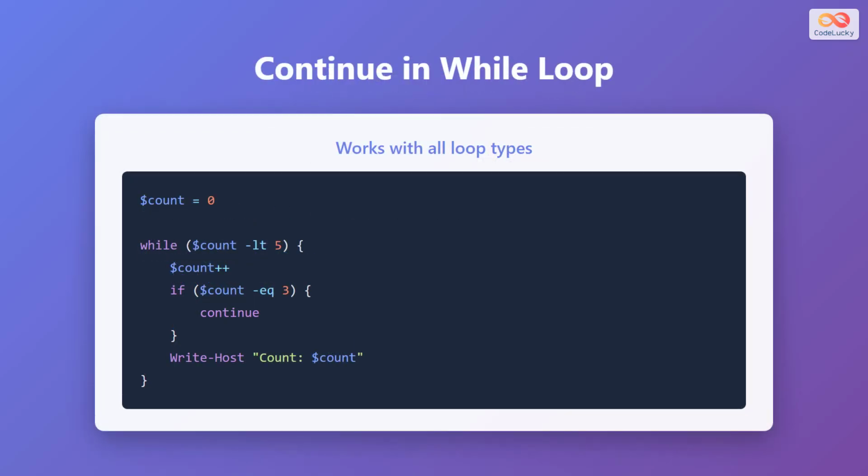The continue statement isn't limited to Foreach loops. It works with all loop types in PowerShell, including while loops. In this example, we have a while loop that counts from 0 to 5. When the count reaches 3, we call continue, which skips the Write-Host statement for that iteration. The loop continues running, but the number 3 is never printed. This shows that continue is a universal tool across different loop structures.